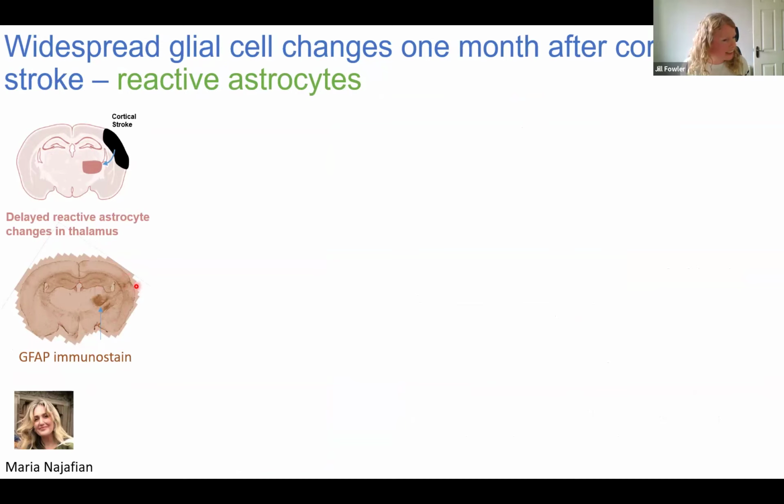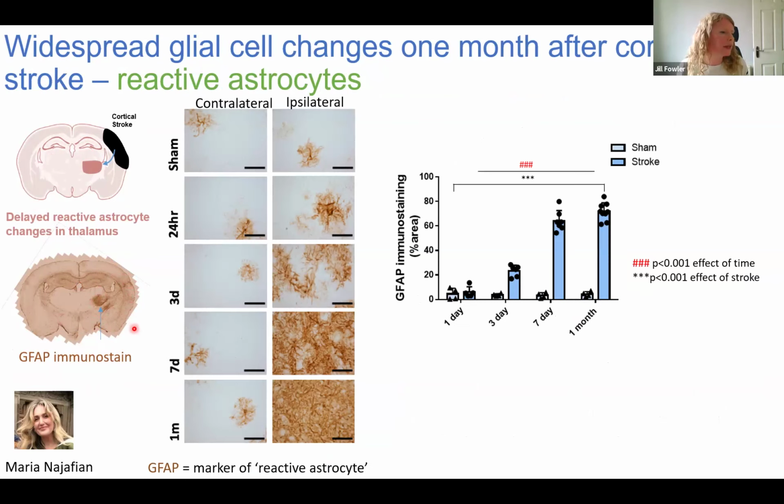And you can see reactive astrocyte changes here in the cortex, but actually more markedly in the anatomically connected thalamus at 1 month post-stroke. And again, looking at the temporal evolution of these changes, we can see that these start in earnest at 3 days post-stroke, but by 1 month, what we're seeing are marked changes to the astrocytes here. So they kind of look like a glial scar, and we can't really see individual astrocytes anymore.